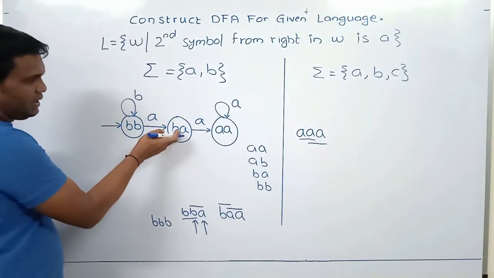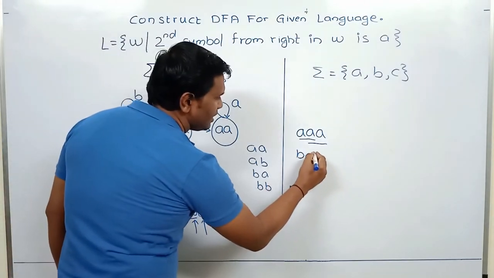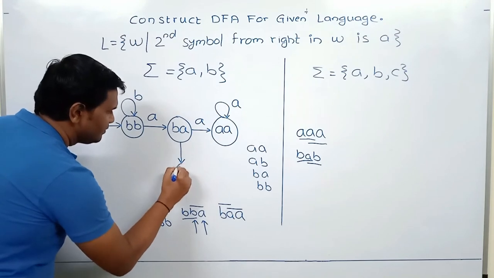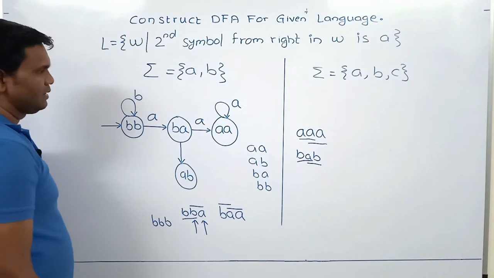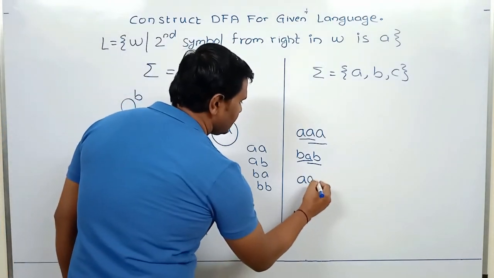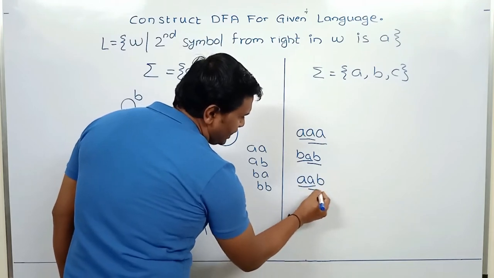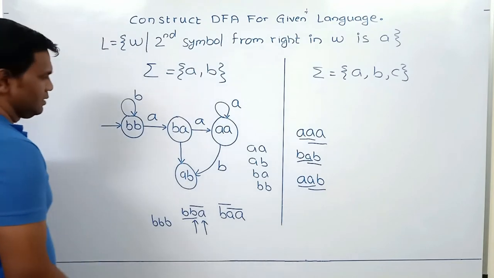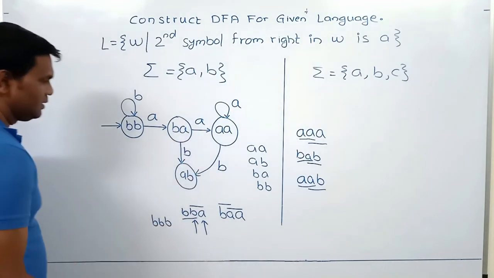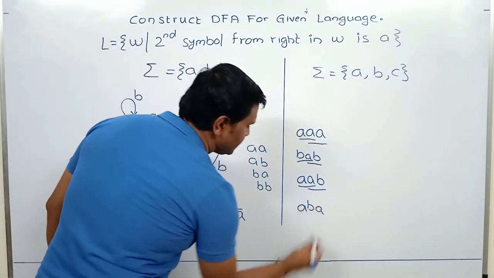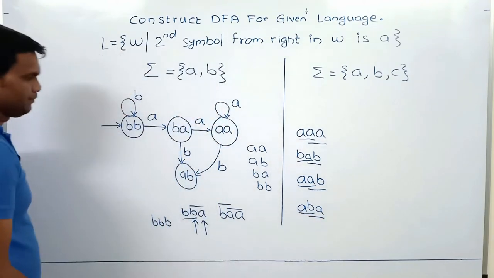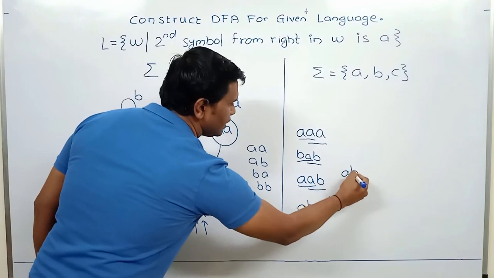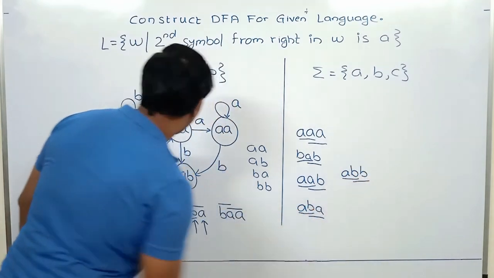Now let's handle B at state BA. While in BA, if B comes, the last two symbols will change from BA to AB. So we add a new state AB. While in AA, if B comes, the state changes from AA to AB. The last two symbols change from AA to AB. While in AB, if A comes, the last two symbols change from AB to BA. AB to BA on A. While in AB, if B comes, the last two symbols change from AB to BB.